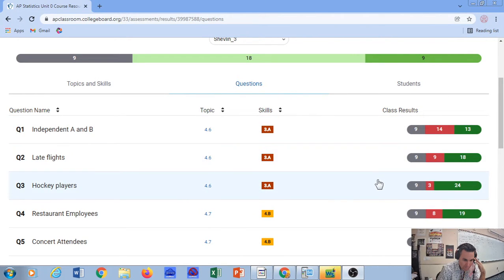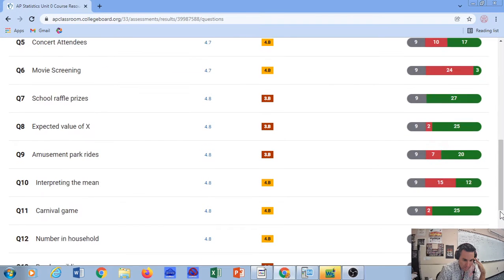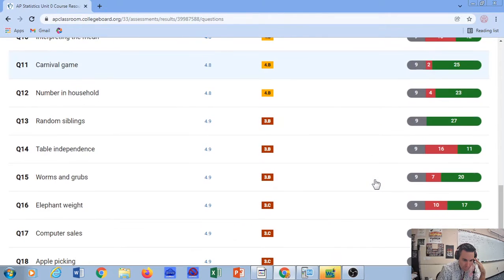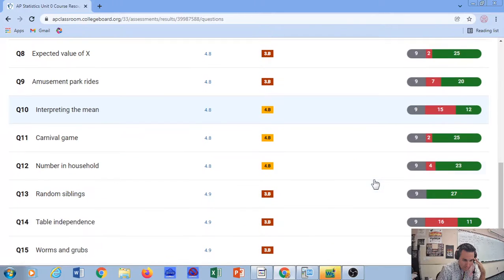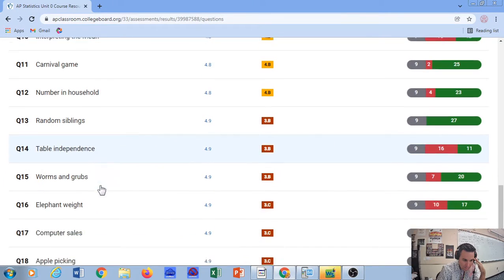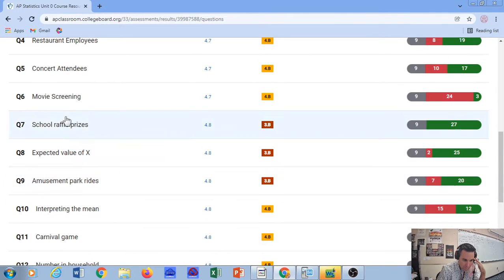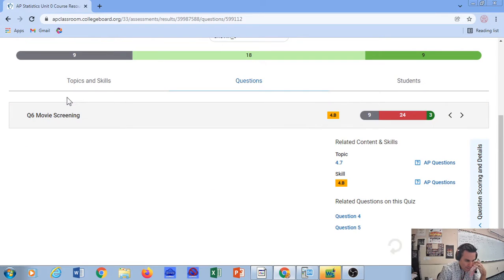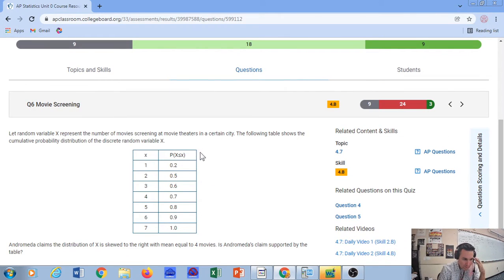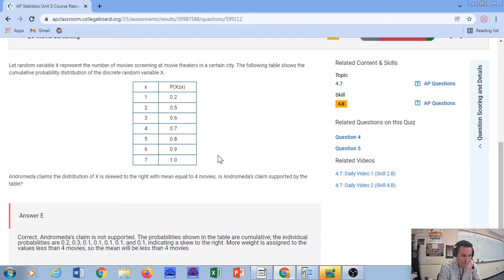The commonly missed one. So the first problem that was missed by the most people looks like it was this one. Table, and nope, sorry, I lied. It was movie screening. So movie screening problem. I know what everyone did on this one.